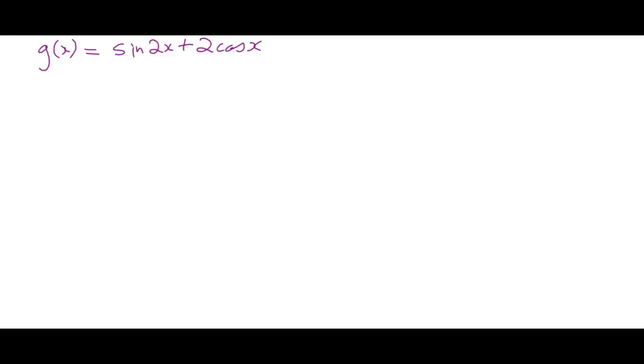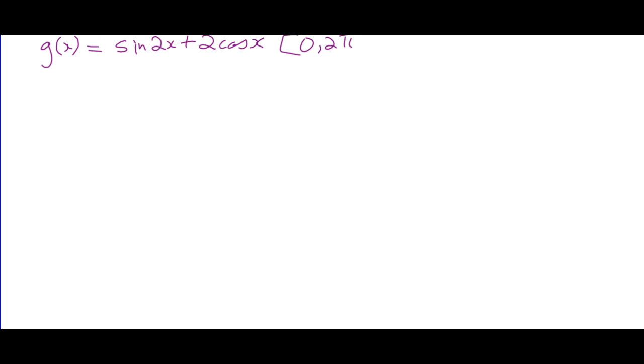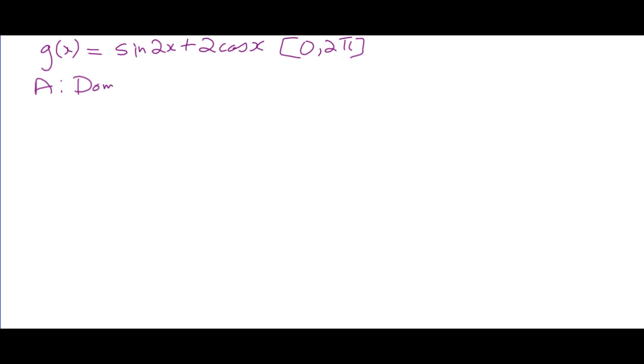Okay, so we are given a domain upon which to graph this, right? So we're told to graph this in 0 to 2 pi. However, well, we'll talk about this under symmetry, so that's C. A: what's the domain? 0 to 2 pi. Okay, so we're given a domain.